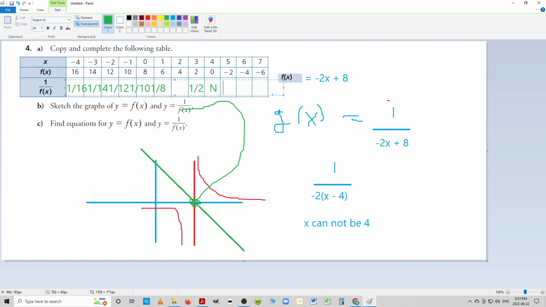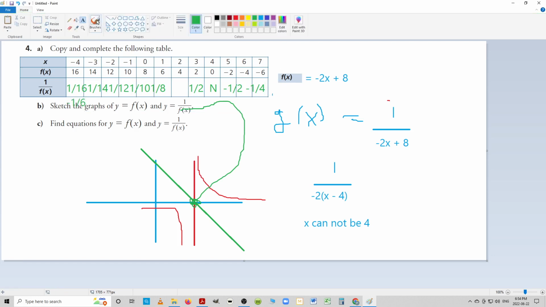But here we get, what's the reciprocal of 1 over negative 2? It's negative 1 over 2, negative 1 over 4, negative 1 over 6. So it starts going small again. And that's because when it was over here, it's positive, but once we crossed the asymptote, we went negative. So all these values are what's being described here.